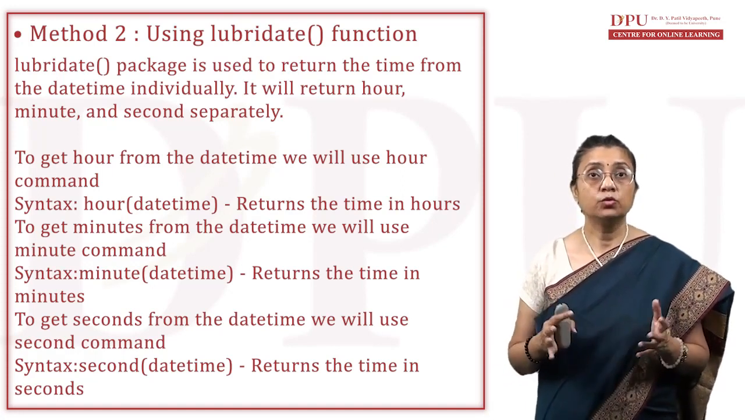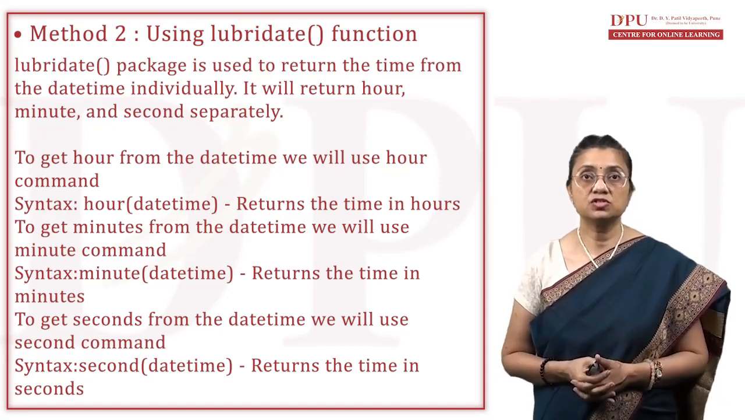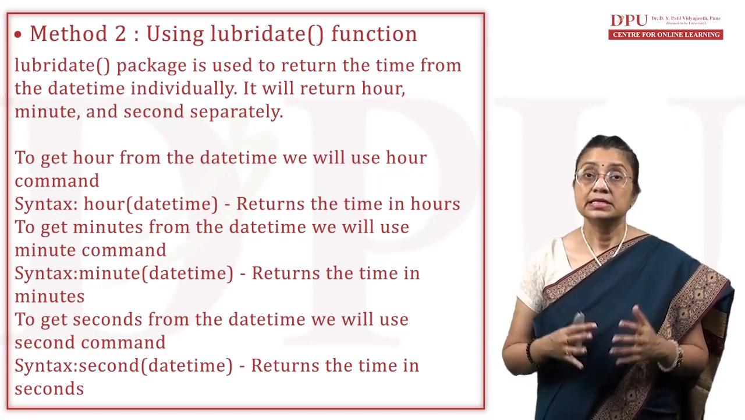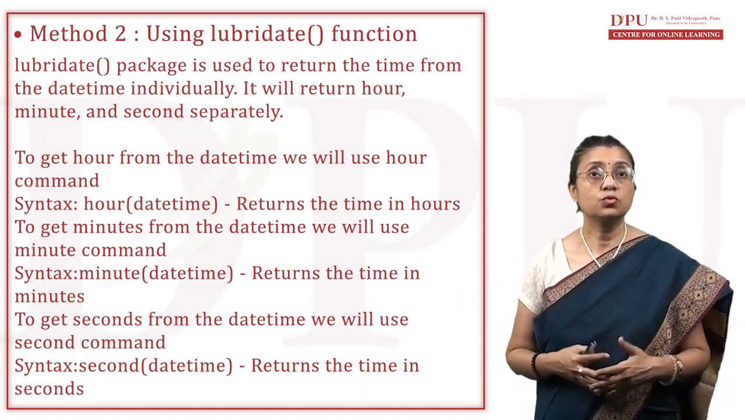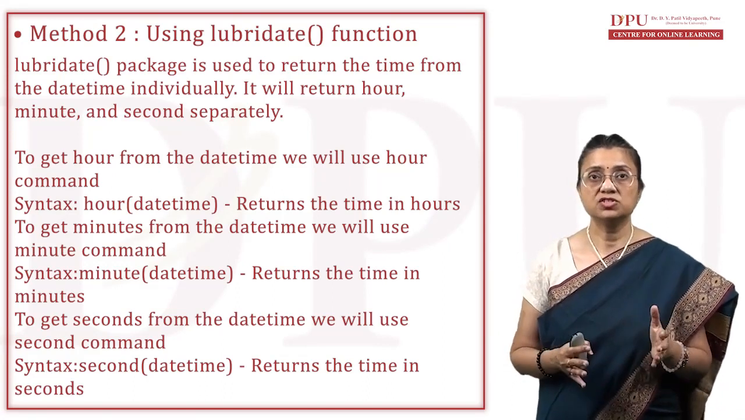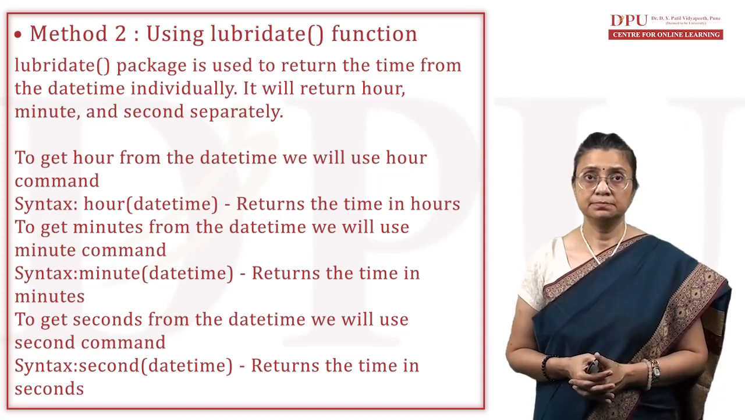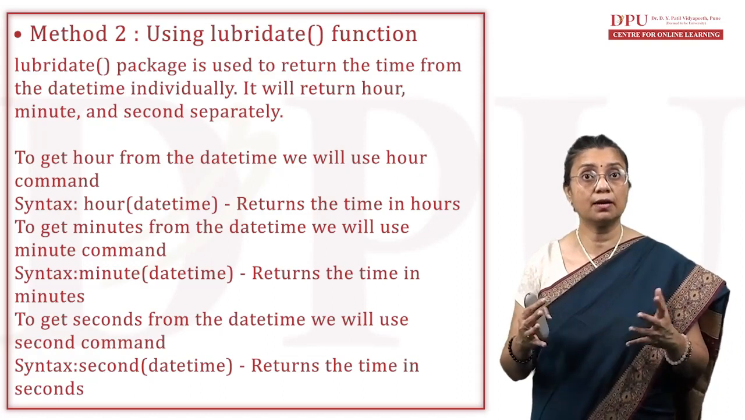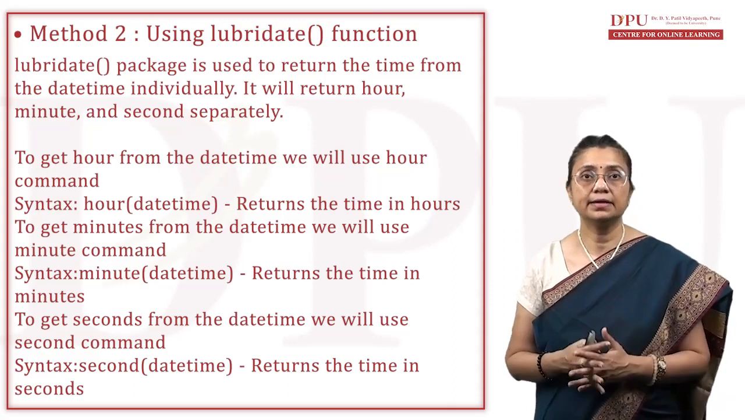To get hours from the date time, we will use the hour command. Within it, we pass the date time as a parameter, and this function returns the time in hours. Likewise, to get minutes from the date time, we use the minute command, which returns the time in minutes. And to get the seconds, we use the second command, which returns the time in seconds.